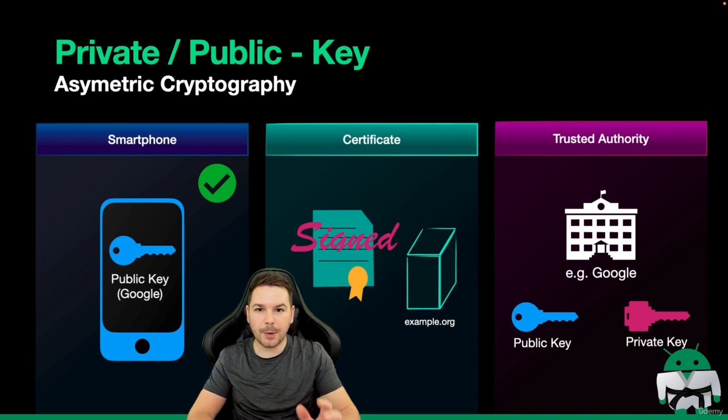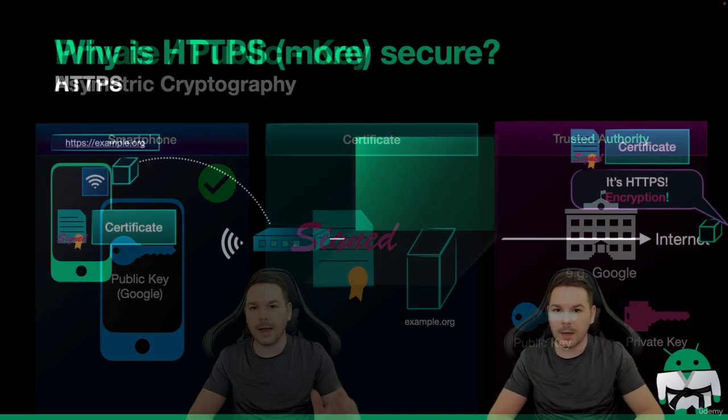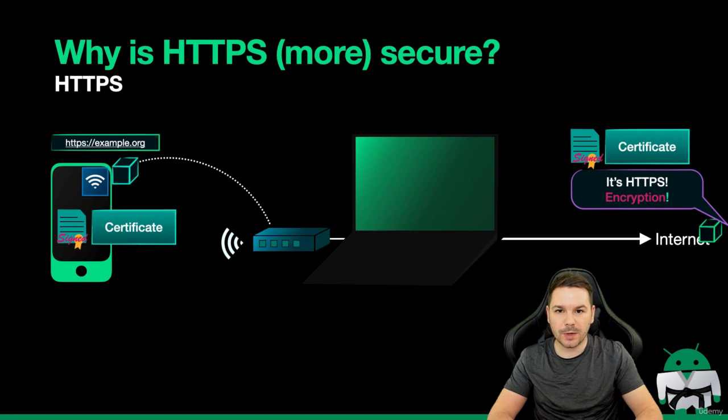And the nice thing about this asymmetric cryptography is we can now use this public key to verify if this signature has really been signed by Google. Because having the public key, we can verify if this signature has been created with the corresponding private key, the private key from Google over here. Alrighty? And this is exactly what the smartphone is doing right now.